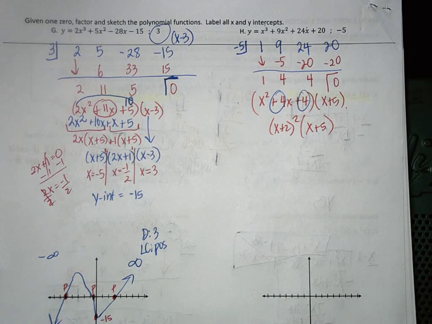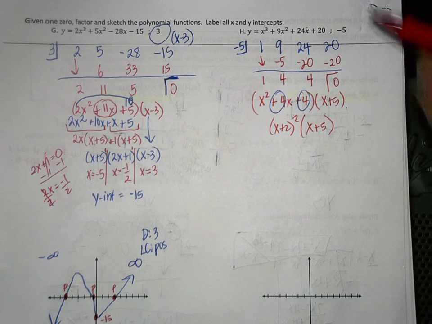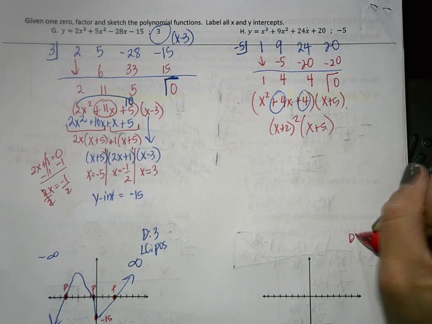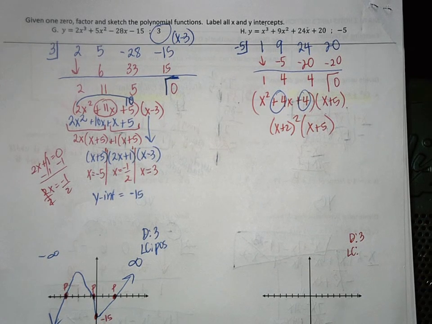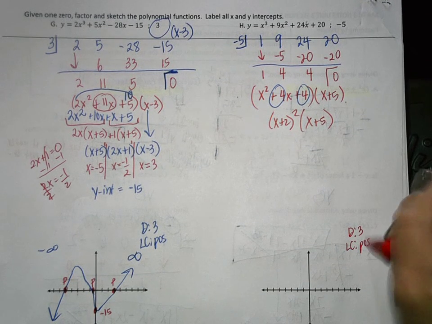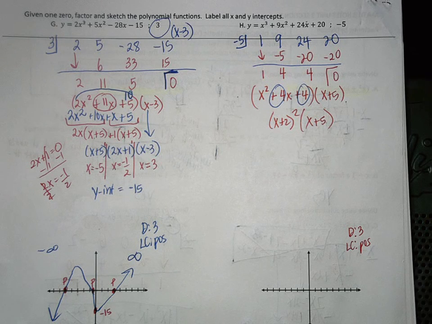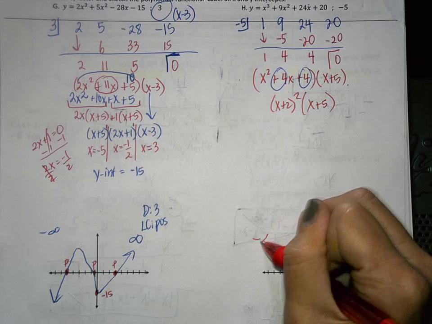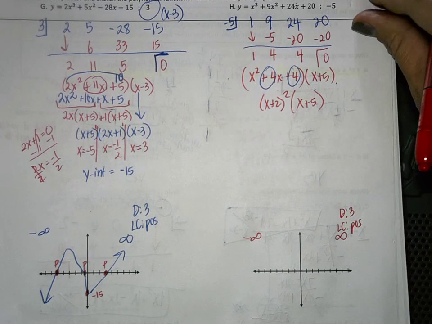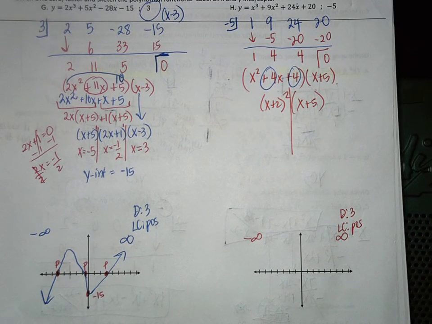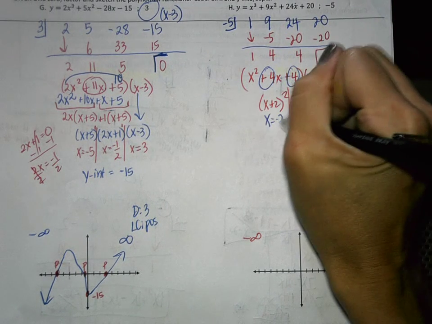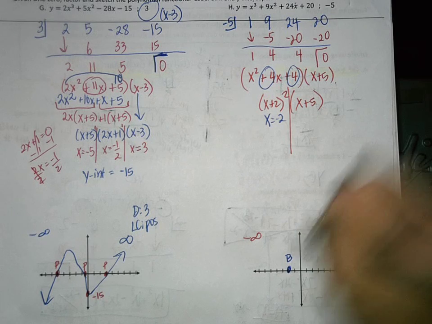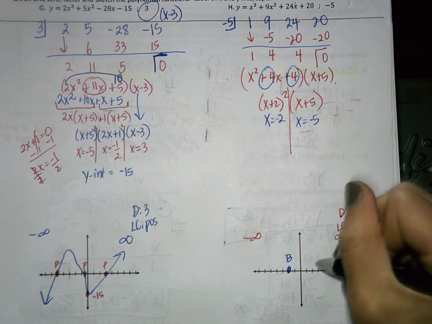I forgot to at the beginning, so we're going to go back and do it. What degree was this? 3. What was my leading coefficient? Positive. So that means my right end behavior would be positive infinity, and my left end behavior will be negative infinity. Okay? So when I go through here on the x plus 2, that's going to be x equals negative 2, and it's a bounce. So at negative 2, there's a bounce. We have x equals negative 5, and that's a passing through.